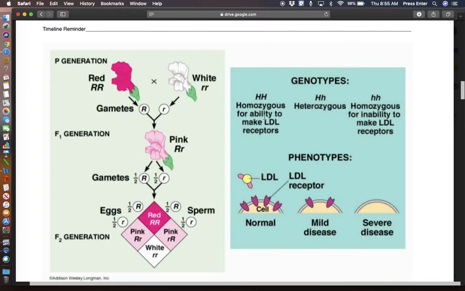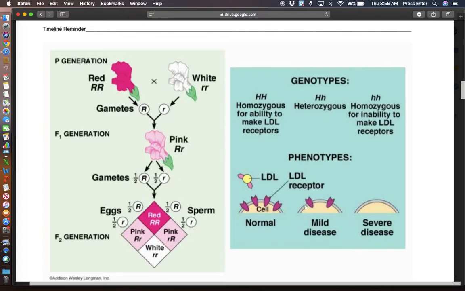It means you're homozygous for the ability to make these receptors right here that I'm kind of highlighting. That way, when the LDL comes in, it stands for low density lipoprotein, don't worry about that, it can hook on and bring the LDL, the fat, if you will, into the cell and use it for energy, use it for processing. If you're heterozygous, you have mild high cholesterol.